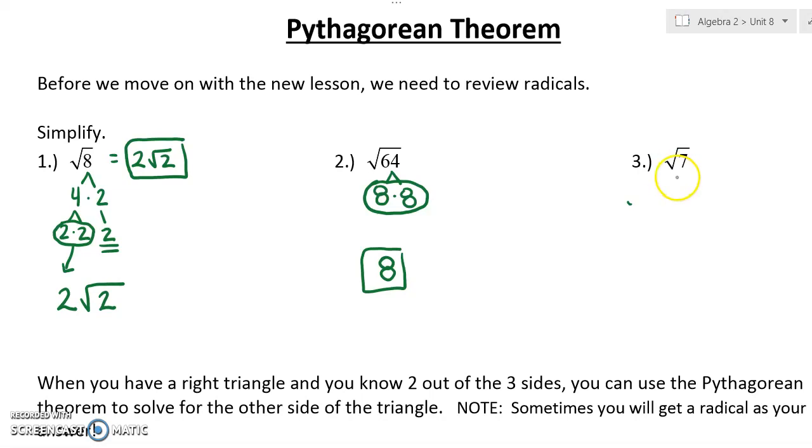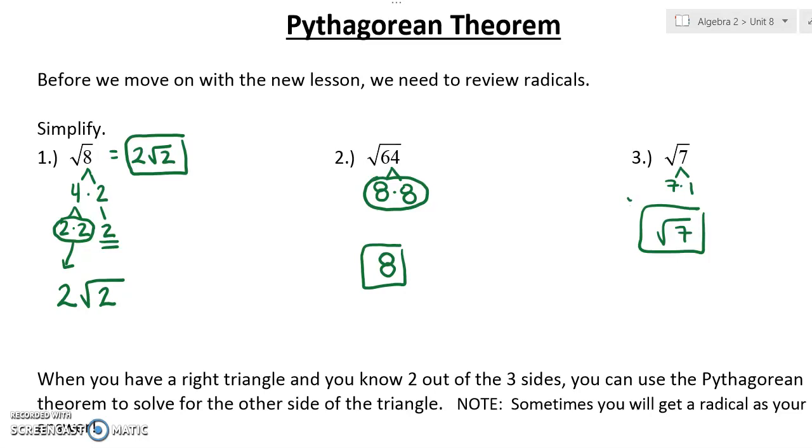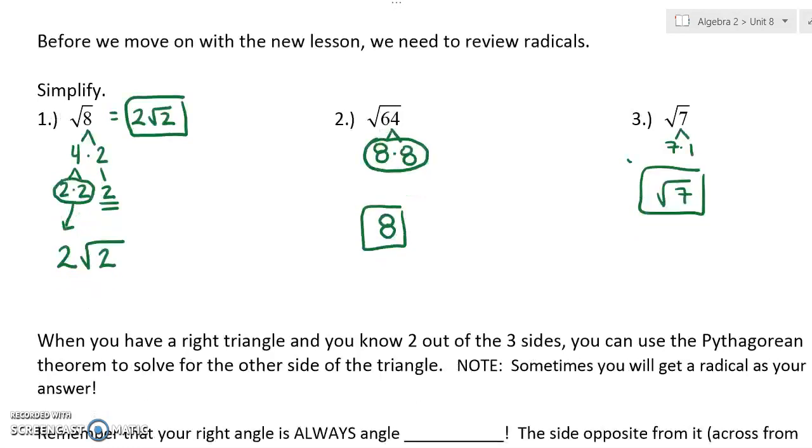Let's look at square root of 7. Square root of 7 is 7 times 1. There are no pairs there, so therefore square root of 7 does not simplify. It just is square root of 7. We're going to use this concept throughout the lesson, so if you see me doing this, it's just me simplifying radicals.